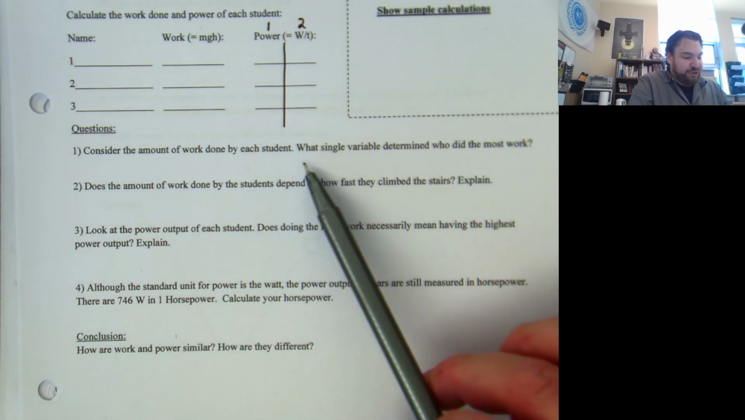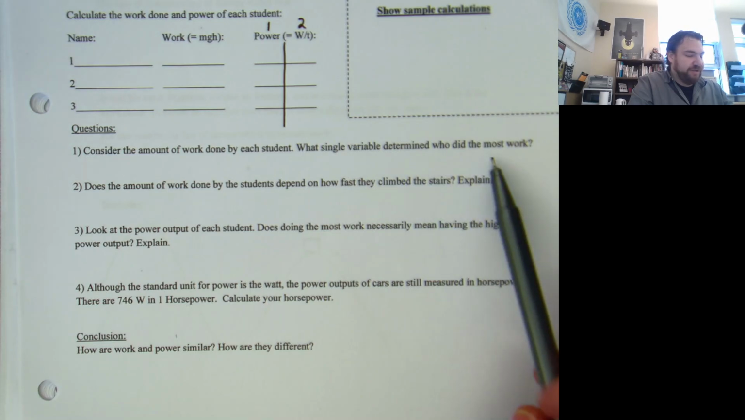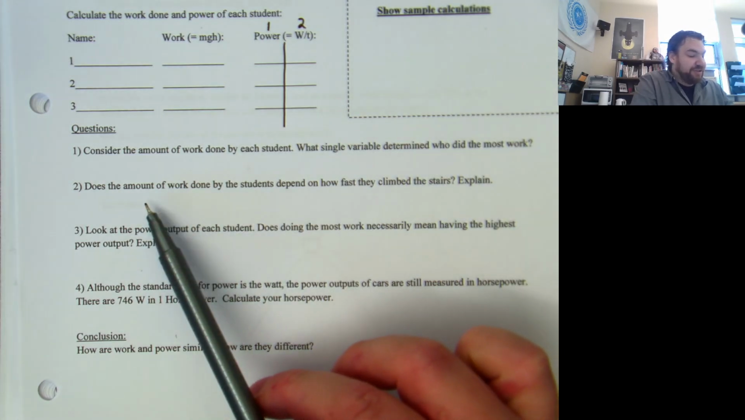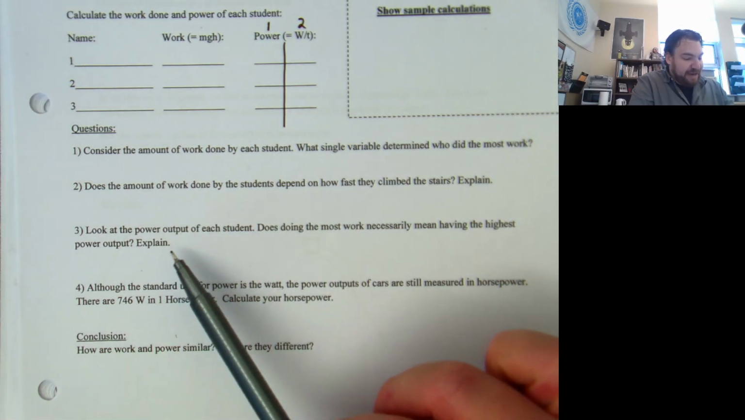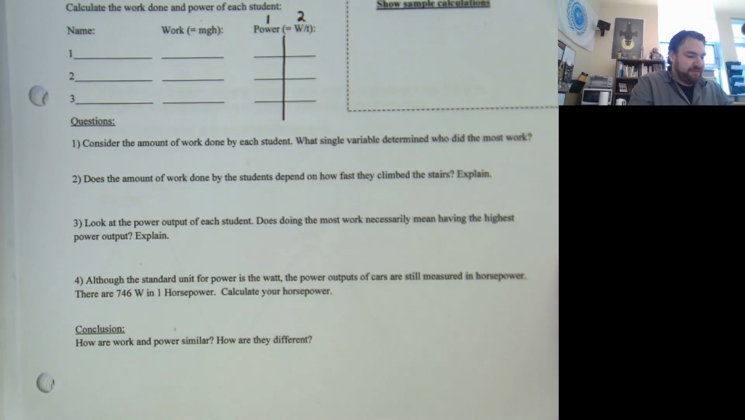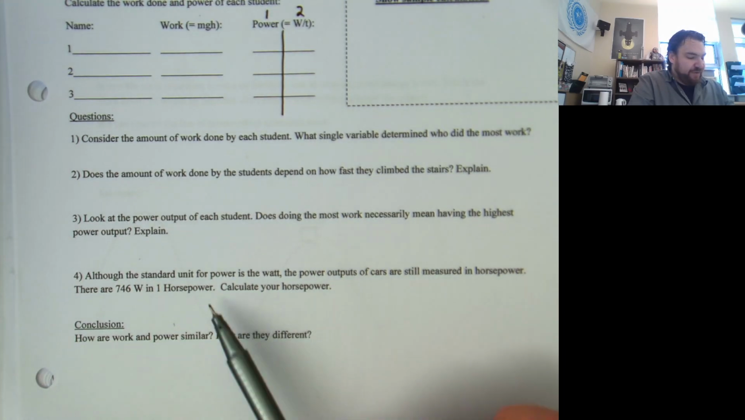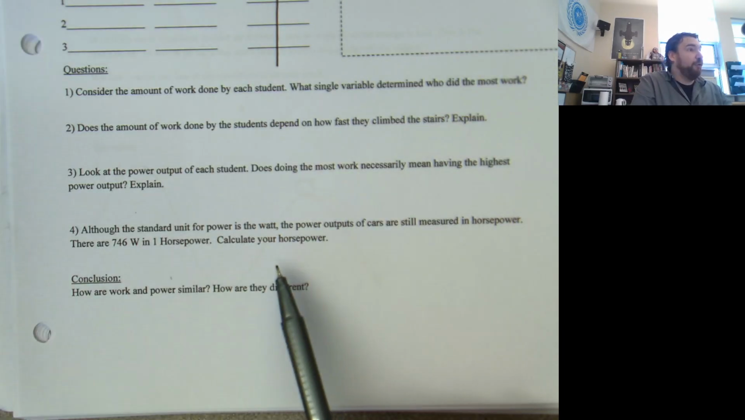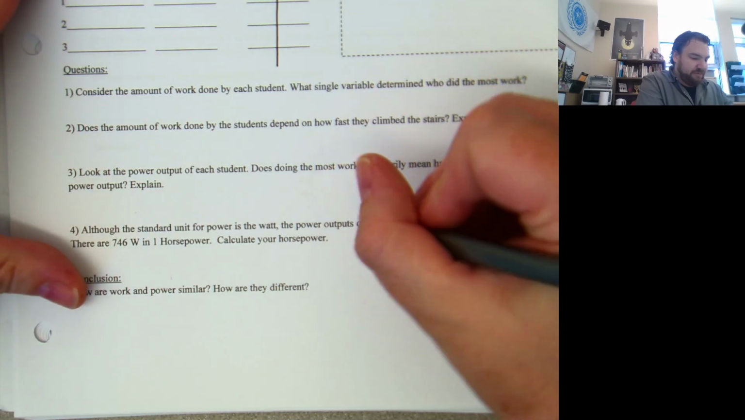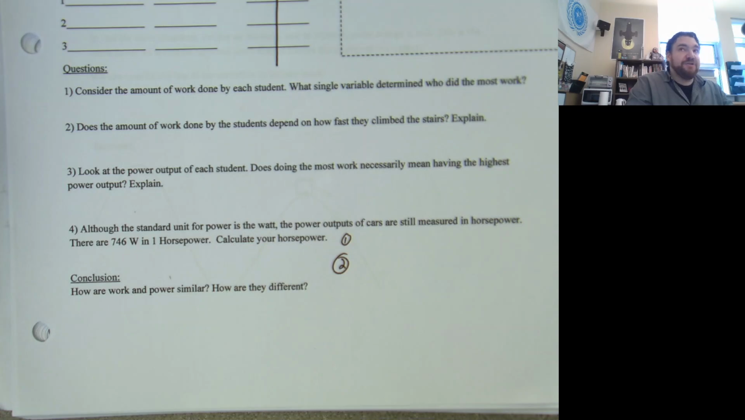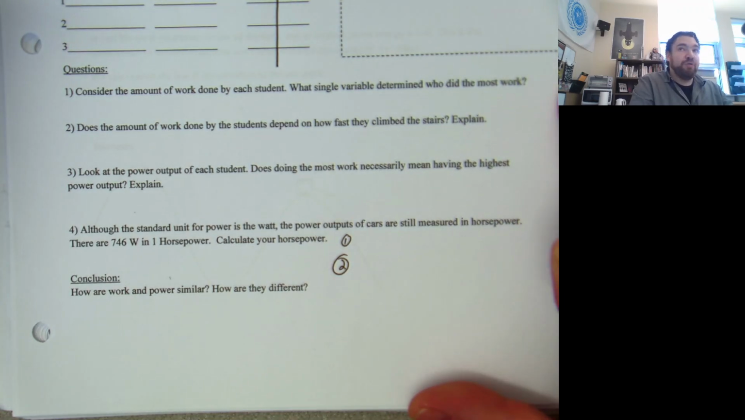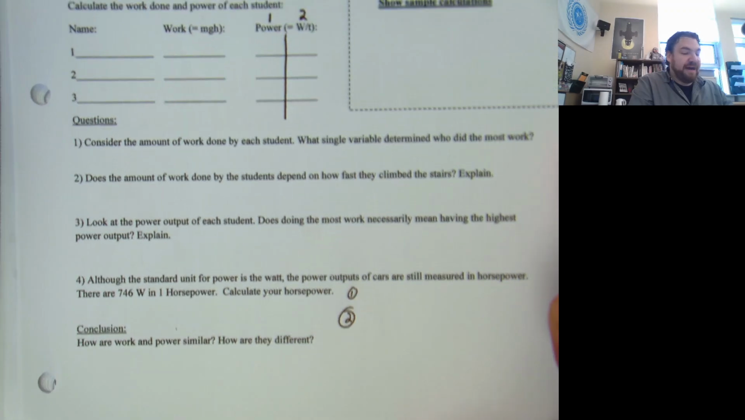How much work was done by each student? What single variable determined who did the most work? Does the amount of work done by the students depend on how fast they climb the stairs? Look at the power output of each student. Although the standard unit for power is the watt, I would calculate your horsepower down here, for both times, for 1 and for 2. And then there's just a conclusion there at the bottom, relating work and power together.